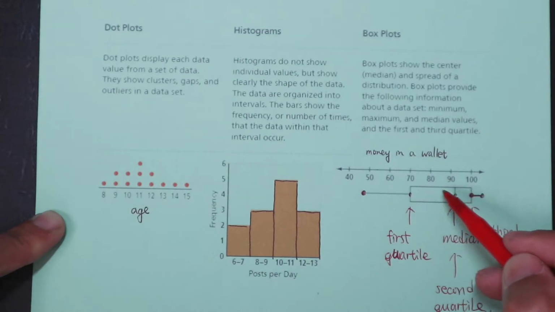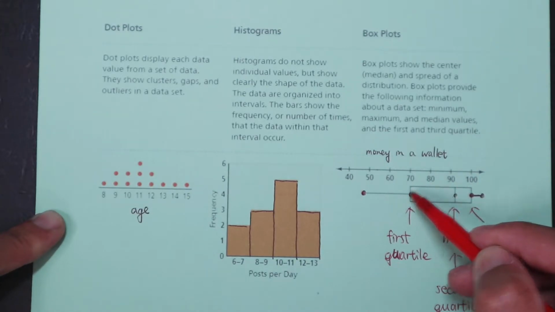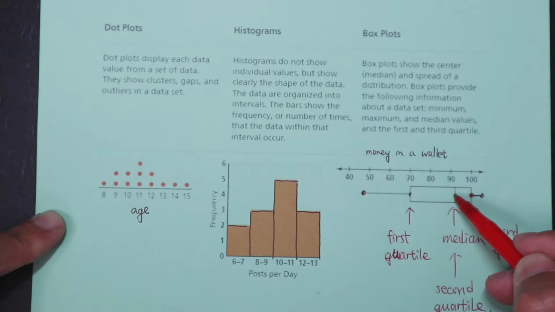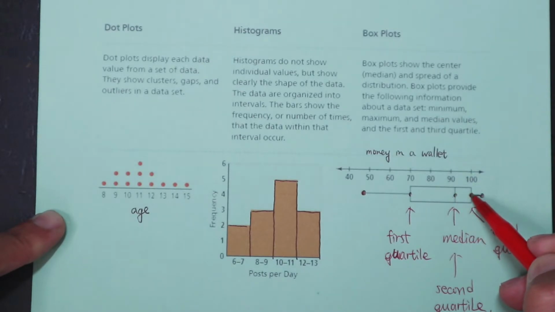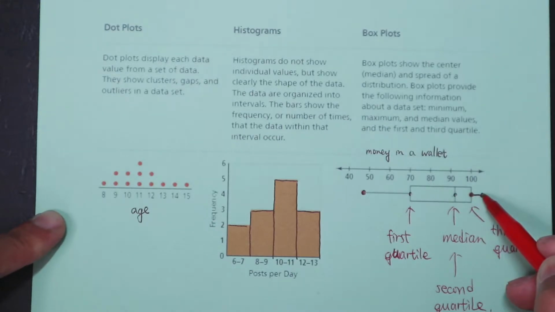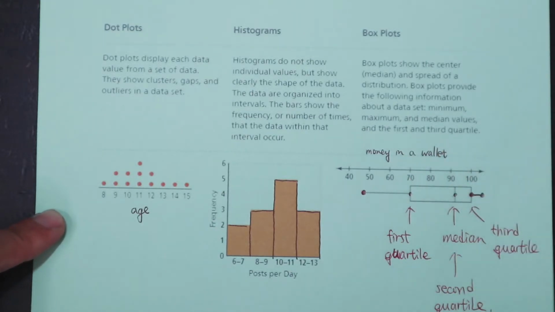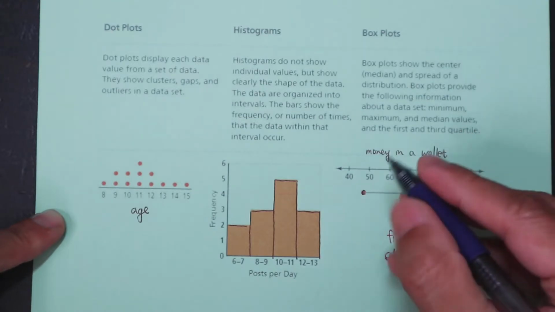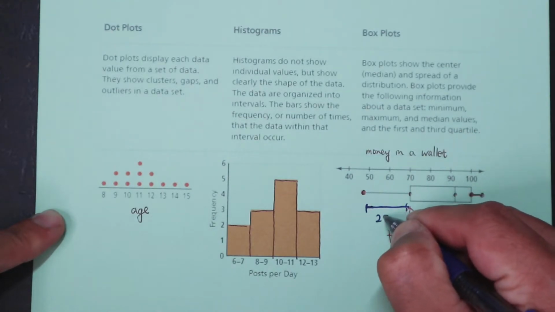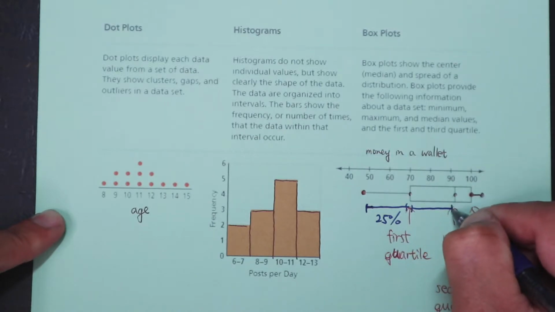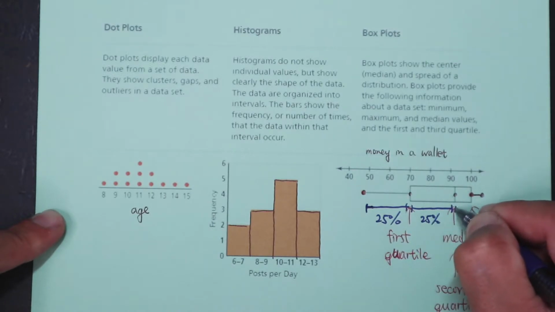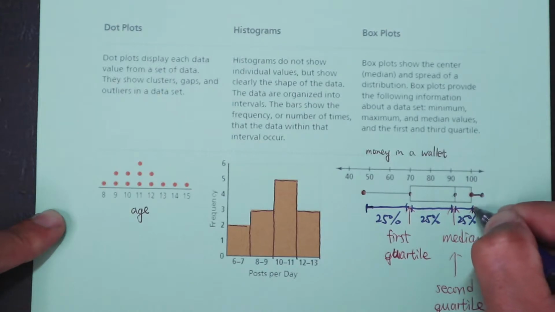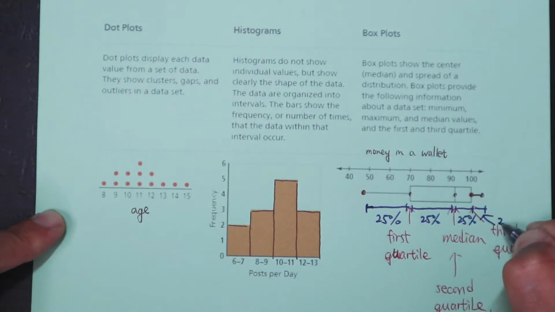And then 25% of the people I asked have anywhere between $70 to $90 in the wallet. And then 25% of the people I asked have anywhere between $90 to $100 in their wallet. And lastly, the last 25% of the people that I asked have anywhere between $100 to maybe $105 in their wallet. So each segment represents 25% of the data. So this is 25%, this is 25%, this is 25%, and lastly, this is also 25%.